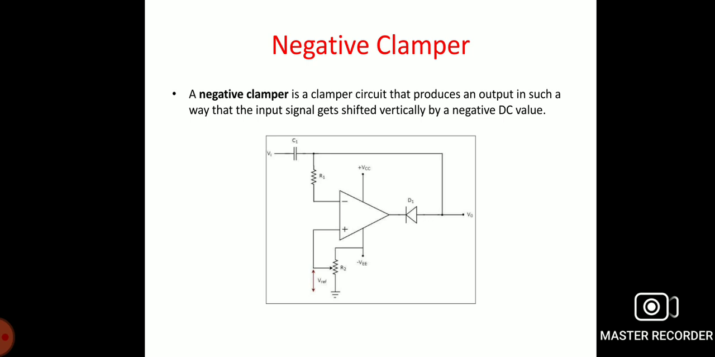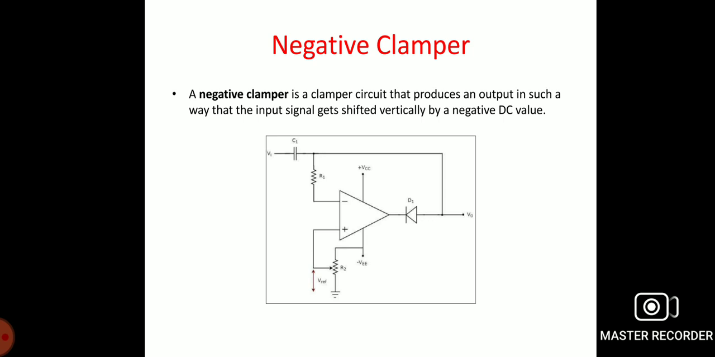This means the AC signal is applied to the inverting terminal of the operational amplifier and the DC reference voltage is applied to the non-inverting terminal of the operational amplifier. The value of the reference voltage can be chosen by varying the resistance R2. In this case, we get a reference voltage of negative value.